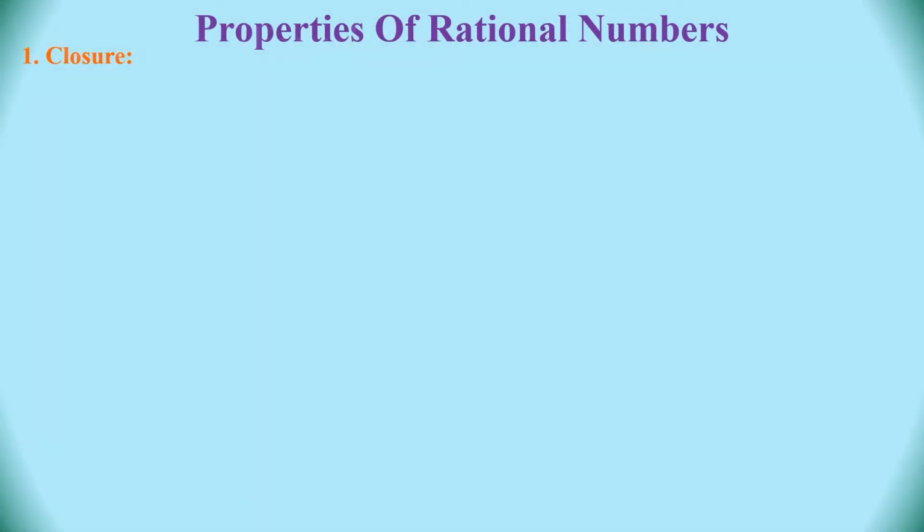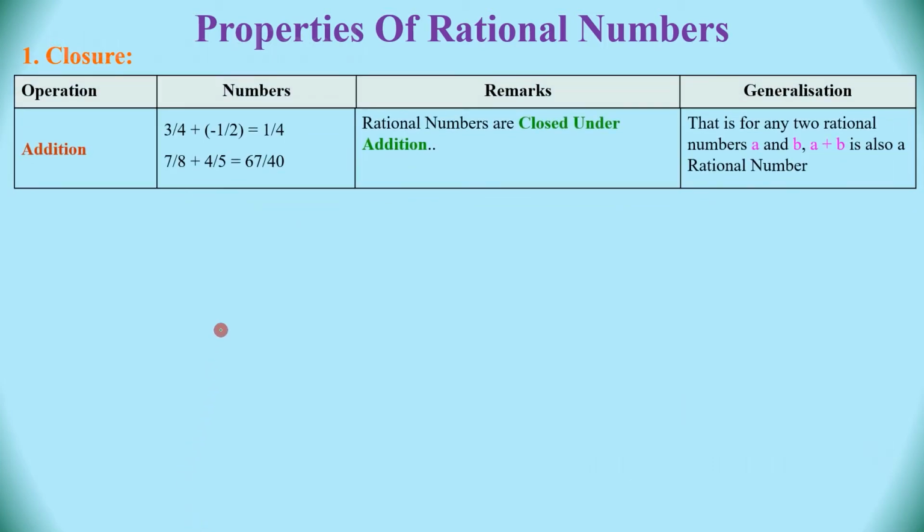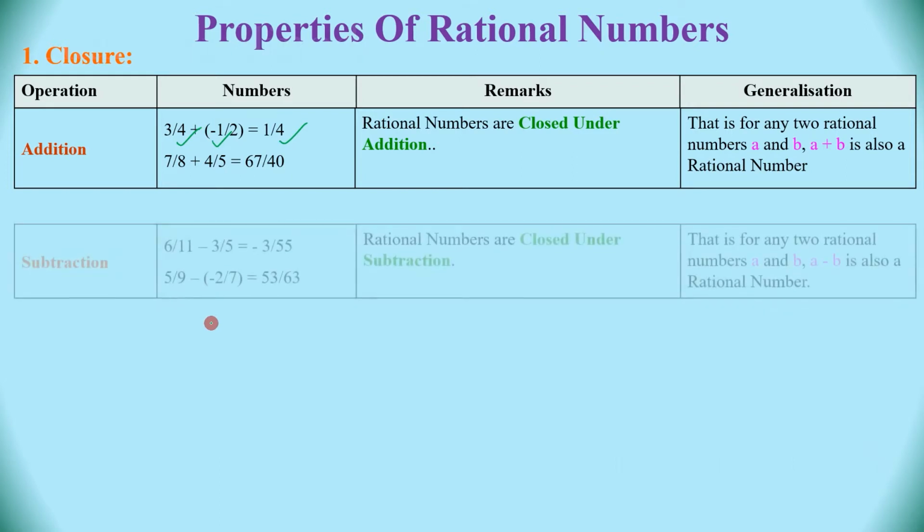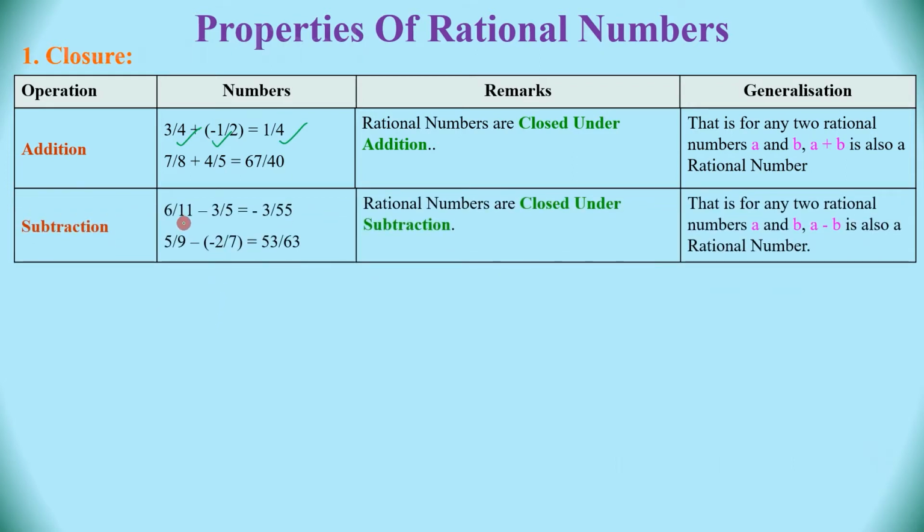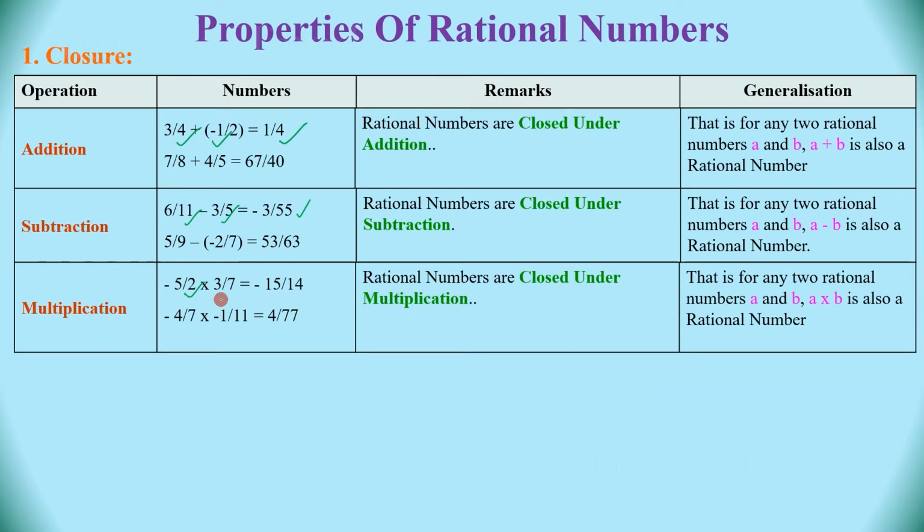Now let us go to the properties. First is closure property. When we add two rational numbers, the sum is again a rational number. Here, the difference of two rational numbers is also a rational number, and the product of two rational numbers is also a rational number. So we can say rational numbers are closed under addition, subtraction and multiplication.